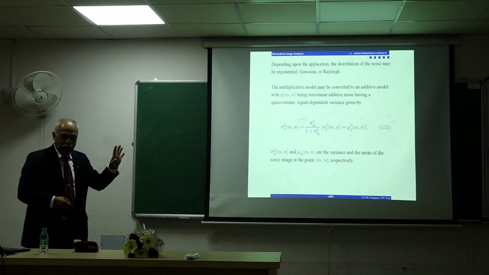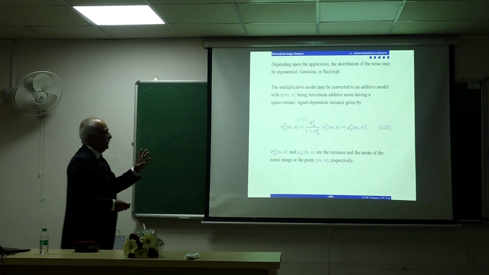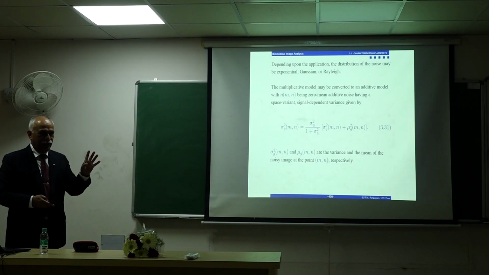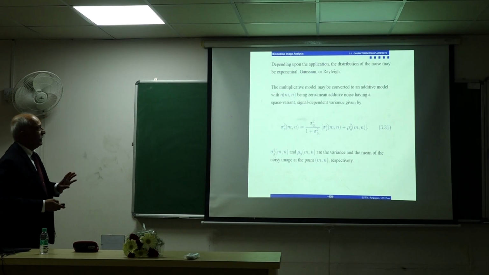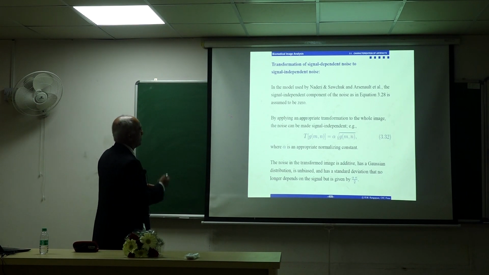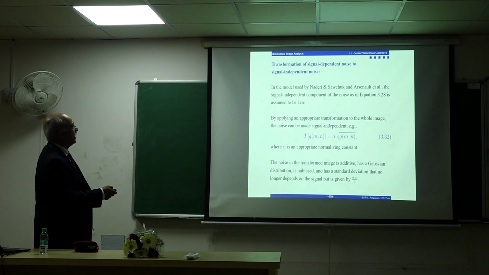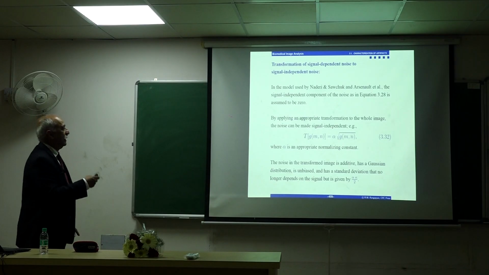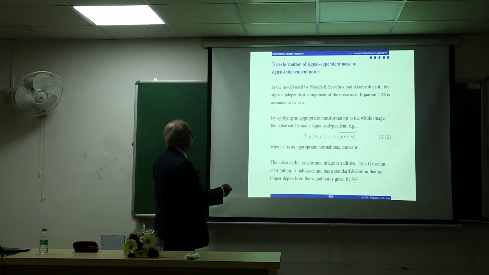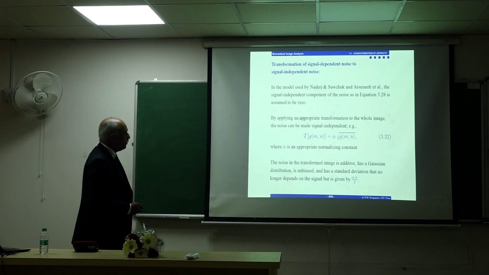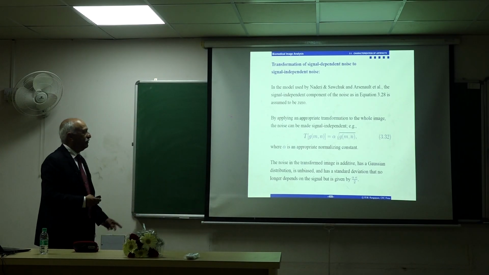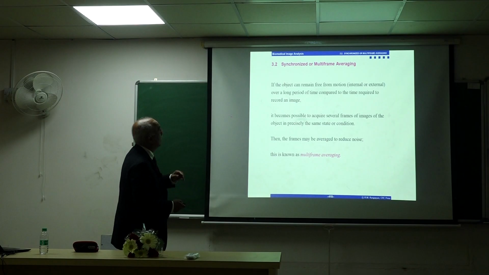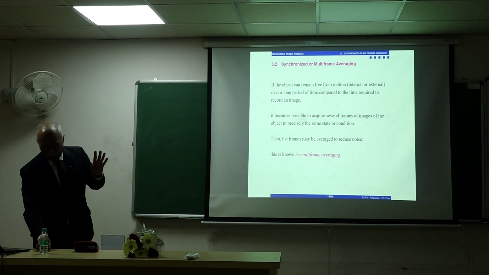So there are some transformations and manipulations of this nature which help in converting signal dependent noise into some other type of noise that facilitates further processing. So there are a few papers where this kind of a transformation has been applied. TGM is alpha square root GMN. So that is normalizing, alpha is a normalizing constant. And the noise in the transformed image is additive, has a Gaussian distribution, and so on. Okay, so I quickly went through some of that.